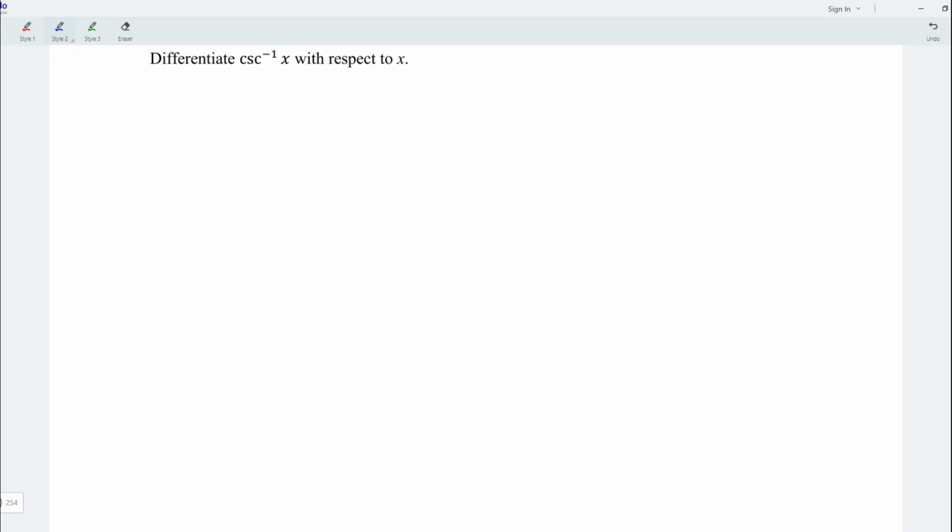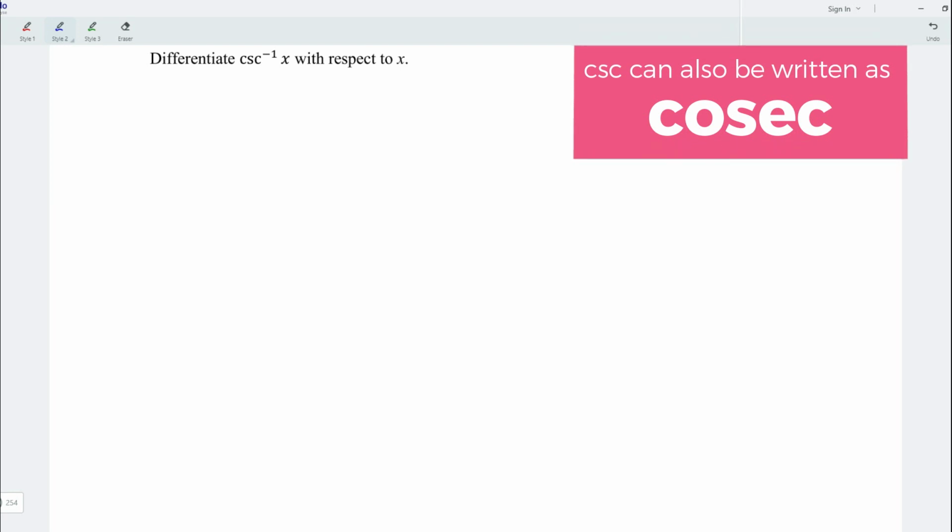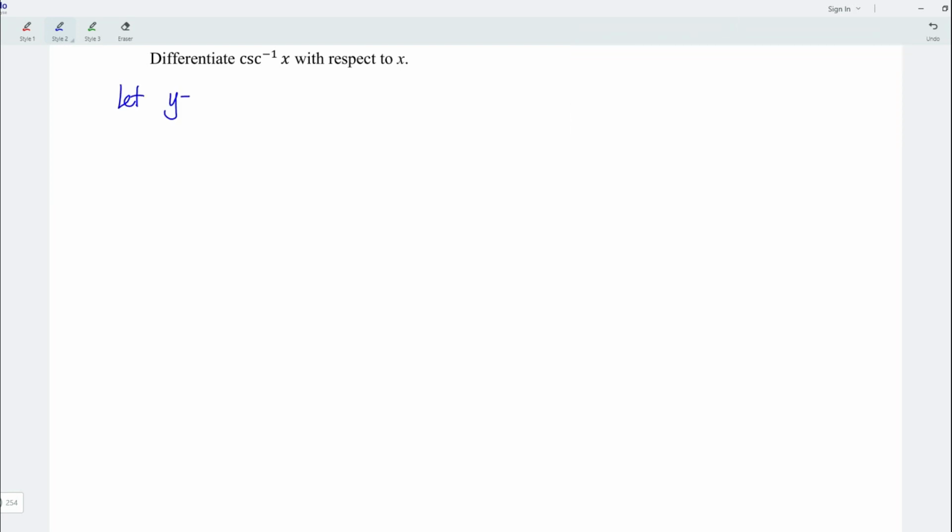Today we would like to share how to differentiate the inverse of cosecant x with respect to x. Firstly, we let y be equal to the inverse of cosecant x, which means that cosecant y is equal to x. By using trigonometric identity, we know that cosecant y is equal to 1 over sine y, and this is equal to x. Let's take the reciprocal of both sides, and we should obtain sine y is equal to 1 over x. Let's differentiate both sides with respect to x.